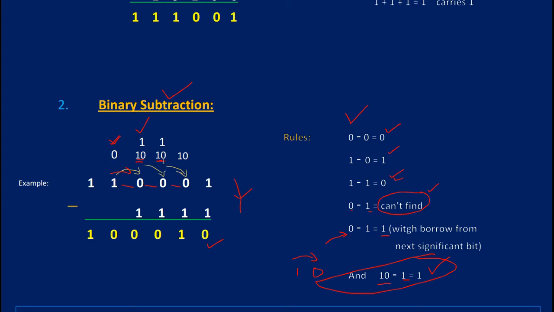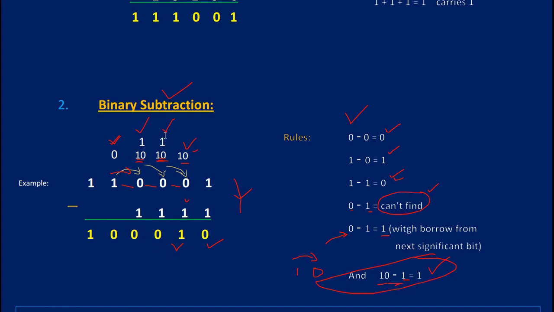Now this 1 0 will give the carry to the next 0. So the next 0 will become 1 0, and this 1 0 will become again 1. Now subtract 1 from 1 0. So what will come here? 1 0 minus 1, as you can see here, is 1. So the answer here is 1.